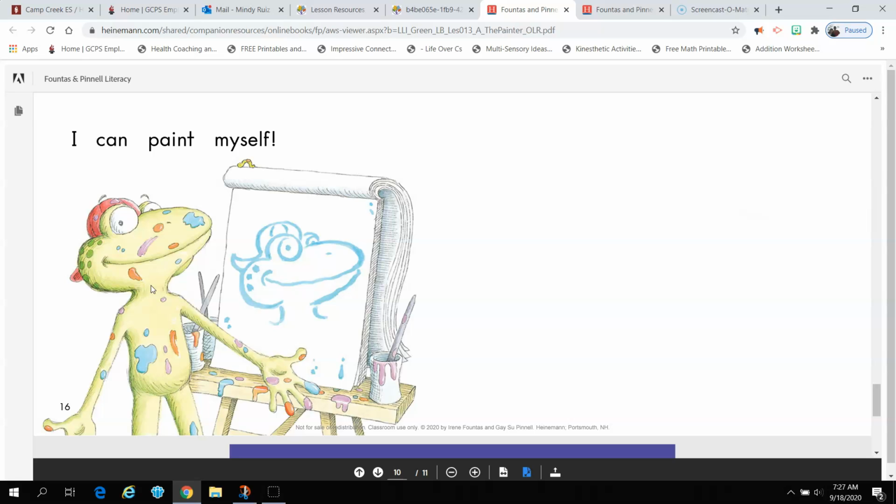Now, can a frog really paint? No. So is this story real or make-believe? It's make-believe because frogs can't really paint. And whenever animals are doing something that they don't really do, that is a make-believe story.